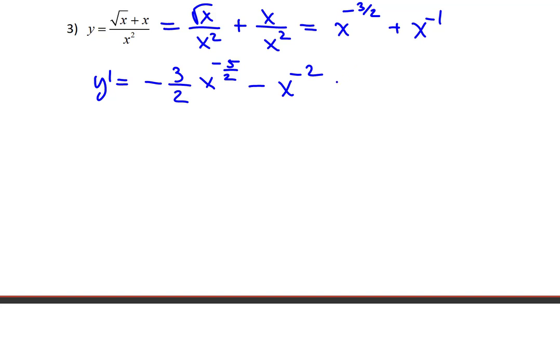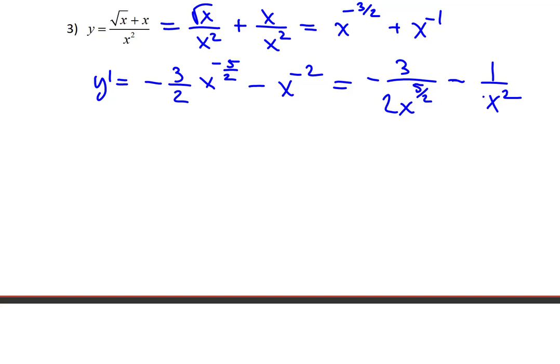Now we'll do some simplifying like we had done in a previous problem, where I'm going to convert these negative powers to positive ones and then possibly need a common denominator here. So the first term, which was negative 3/2 x to the negative 5/2, would be negative 3 over 2x to the positive 5/2, and then minus, and then our next term was x to the negative 2, so really that's 1 over x to the positive 2.